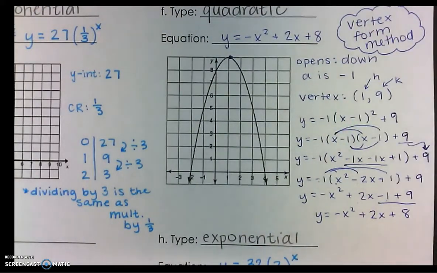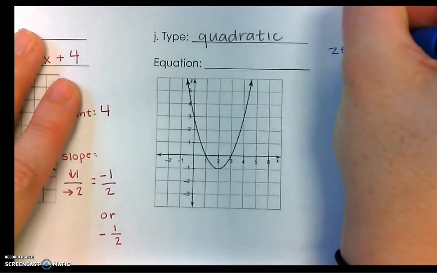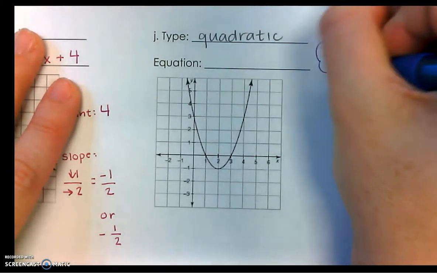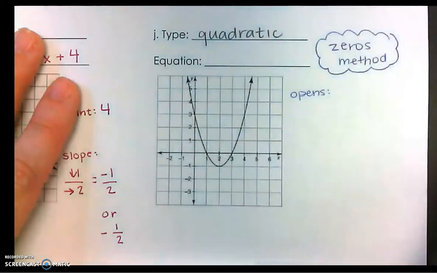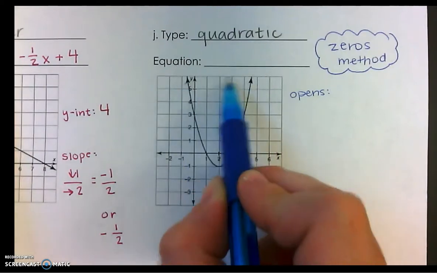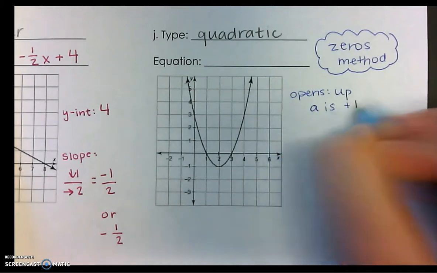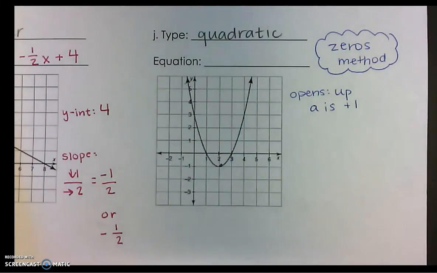You can use this method or the method I'm going to show you for J. So this is one method. The other method is using our zeros, so I'm going to call this one our zeros method. The first thing you do is you still need to know how it opens. If I look at my ends, my arrows are both pointing up. So this graph is opening up, which means my a is positive 1. Again, if I start at the vertex, up 1 over 1, so positive 1.